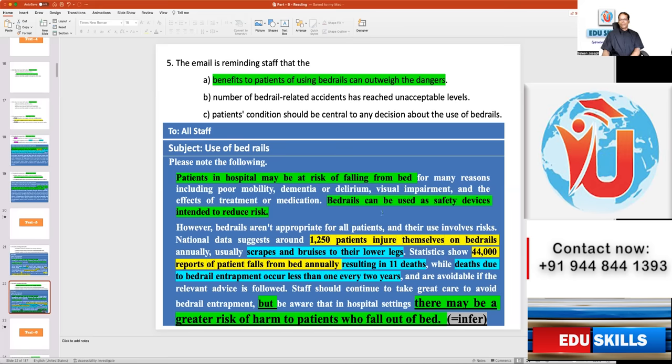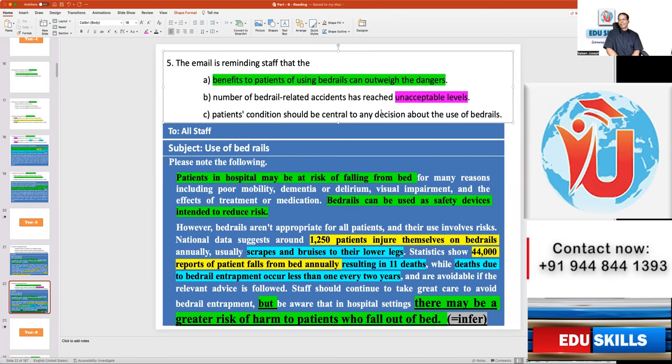Here, for example, they are saying bed rails can be used as safety devices intended to reduce risk. They are saying risk is reduced by using bed rails. So here you cannot say the number of bed rail accidents has reached unacceptable levels. That is a contrast, no? So that's how you can speculate if you are competent enough. Patients in hospital may be at risk of falling from bed, but the solution is given here. Bed rails can be used as safety devices intended to reduce risk. That is the topic idea given, so you cannot say unacceptable levels. Again, it is an absolute expression. If you can understand that, you can go to that.